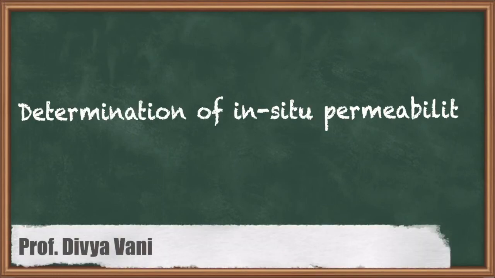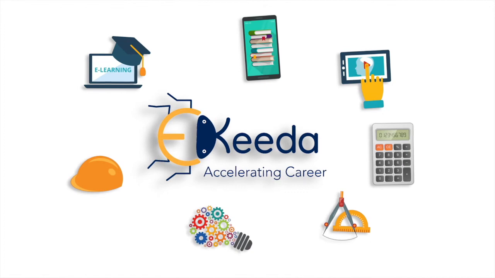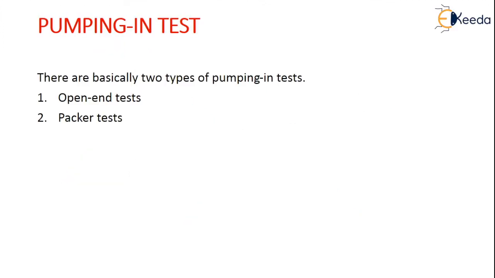Today we are going to learn about the next topic in Chapter 4, that is permeability of soils and seepage analysis. So coming to the next topic, it deals with the determination of in situ permeability with pumping in test. Generally, pumping in tests have basically two types. One is the open end test and the other one is the packer test.